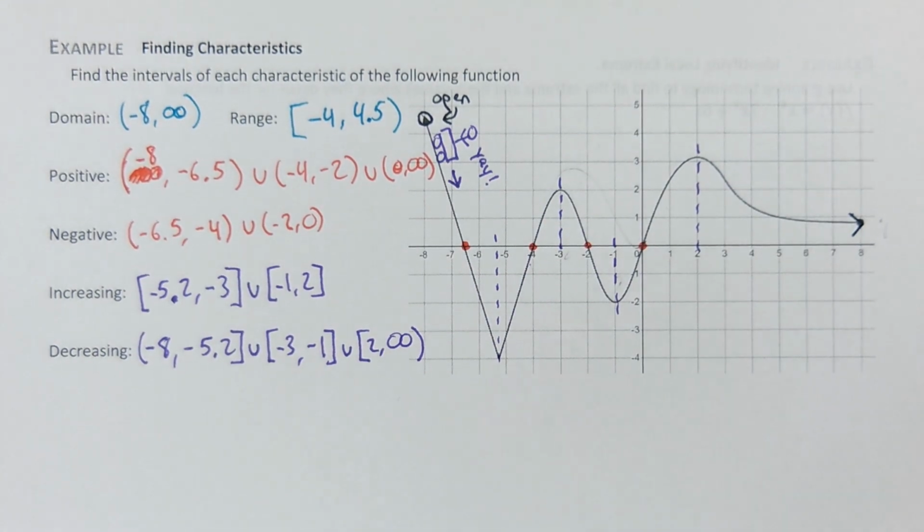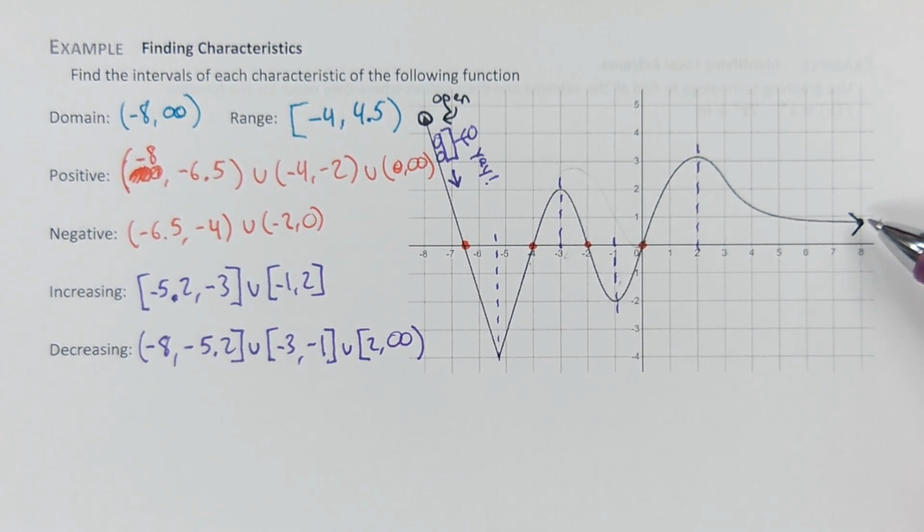Now some of you might be saying, but Mr. M, this graph doesn't go down. How could it be decreasing for all infinity? And I say, remember, what we're doing is we're describing where our graph is doing things.